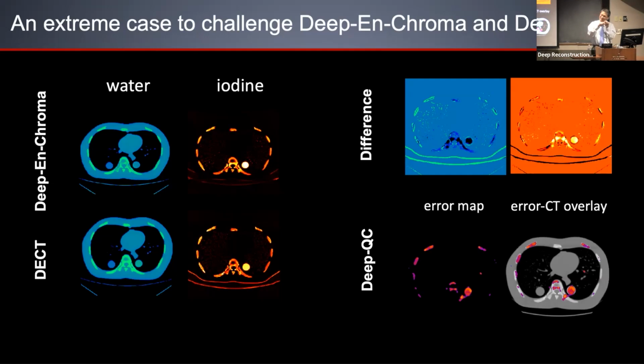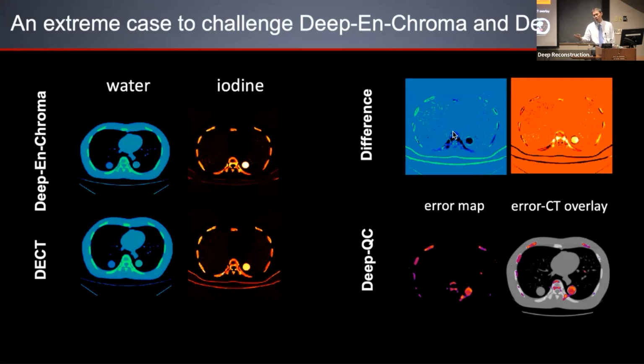Then I adjust the concentration of iodine, such that the CT number of these two inserts is exactly the same. In this case, you do the decomposition from a single CT image. Definitely we know it must be wrong, because nobody can differentiate two materials with the same CT number. That is well known. So that is where DeepQC will kick in. Indeed, no surprise, of course.